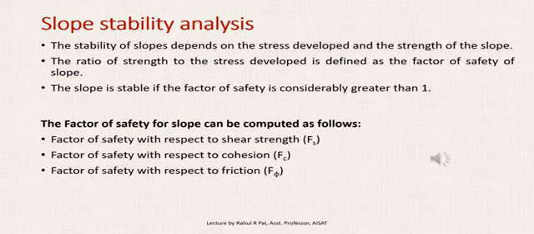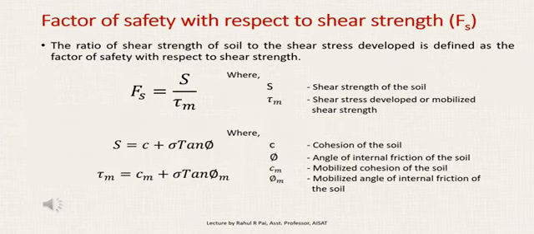So how do you compute the factor of safety? The factor of safety can be computed in terms of the shear strength of the soil, in terms of the cohesion of the soil, or in terms of the frictional resistance or angle of internal friction of that particular soil. All three different factors of safety have the same weightage. Whether you compute it based on shear strength, cohesion or friction, the weightage is the same, because all these factors of safety must be greater than 1. Then only you can say that your slope is safe.